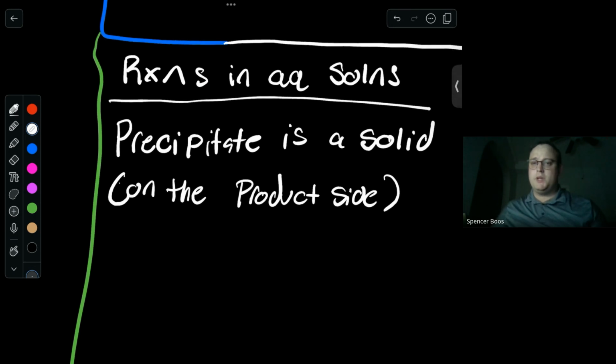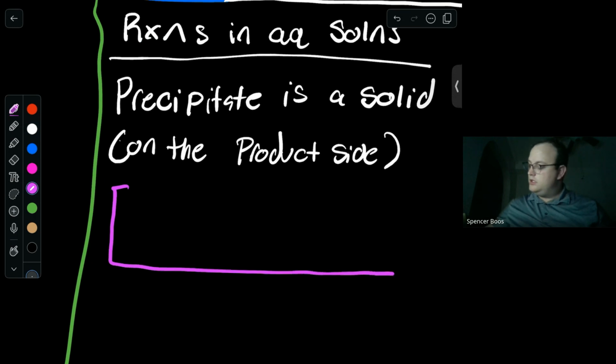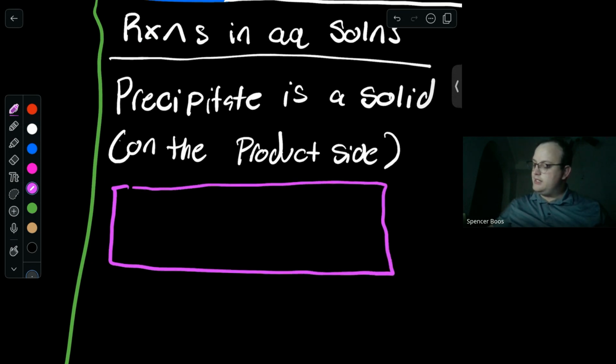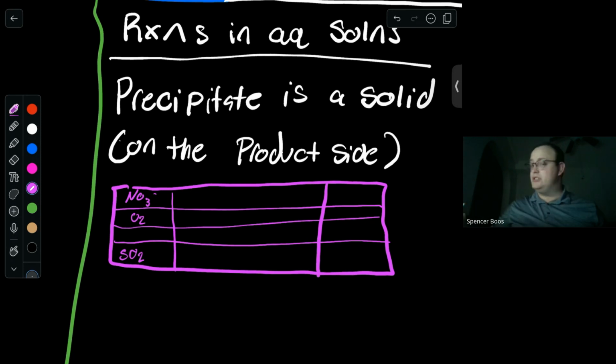But you may be asking, okay, but how can we predict? If you recall, you were given a little sheet that looks like this, where we've got some stuff on this side, like NO3 minus, and it says here if there are any exceptions, what does it react with and what does it not? So you just consult this to see if it precipitates.